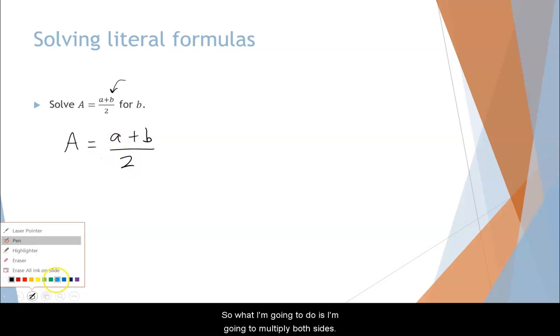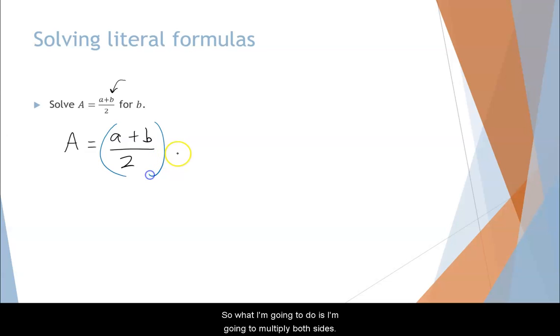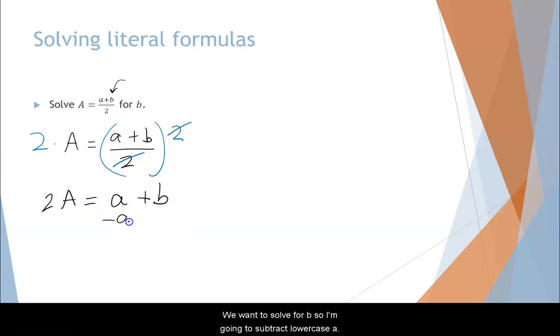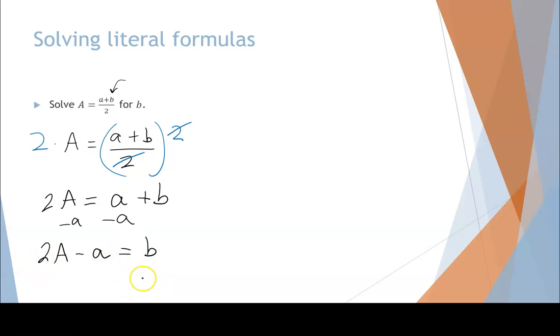So what I'm going to do is multiply both sides by the number 2. We get 2A equals lowercase a plus b. Lowercase and uppercase matters. Next, we want to solve for b, so I'm going to subtract lowercase a. We have 2 capital A minus lowercase a. Those are not like terms and cannot be combined. Equals b. There is our solution.